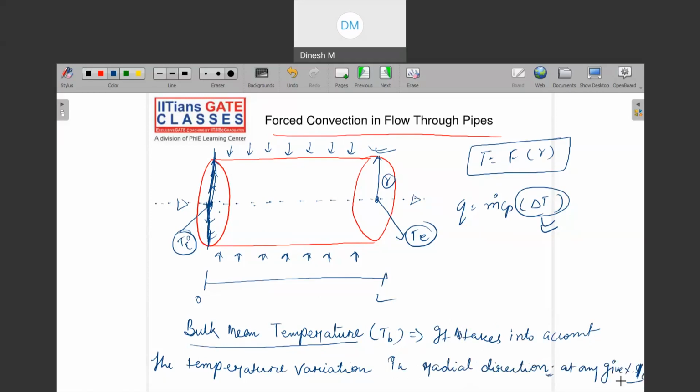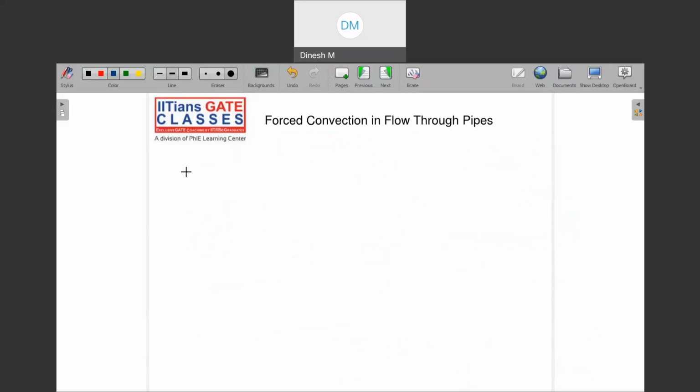So you are trying to find out TB at any given particular cross section. Then I can also write Q is nothing but m dot Cp into TB, the amount of heat at that particular point. And when flow is happening, if I am able to find out delta TB, then I can say that this is the amount of heat which has been exchanged. Got the idea? So let me now help you find out how to find this TB.